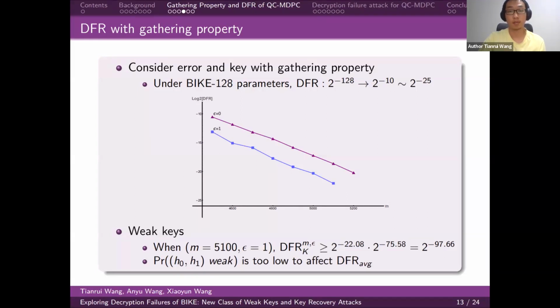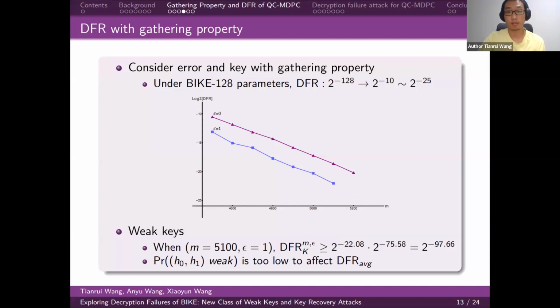Considering a weak K with m equals 5,100 and epsilon equals 1, we have DFR_{K,m,epsilon} larger than 2 to the power of minus 97, where DFR_{K,m,epsilon} is the DFR when K has the guiding property and the error is random. The 2 to the power of minus 22 is the DFR we observed when both K and the error have the guiding property, and 2 to the power of minus 75 is the probability of errors having the guiding property.